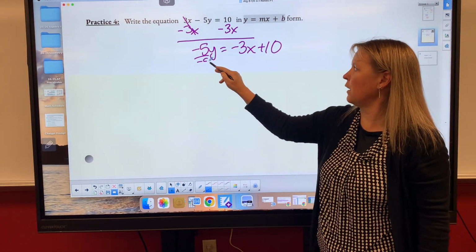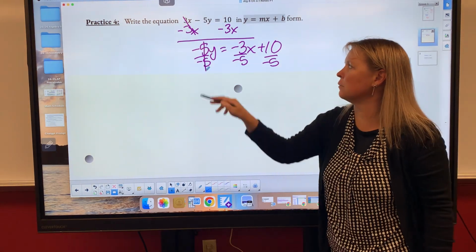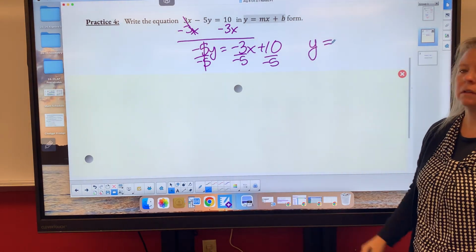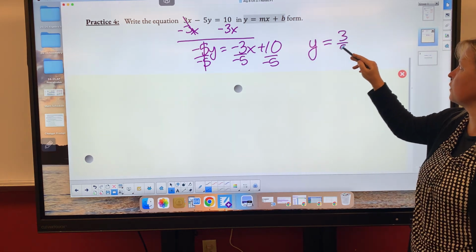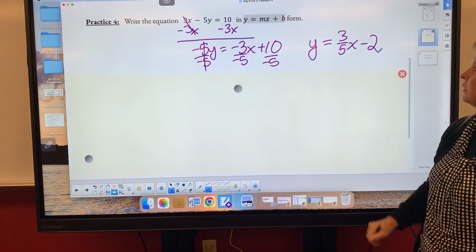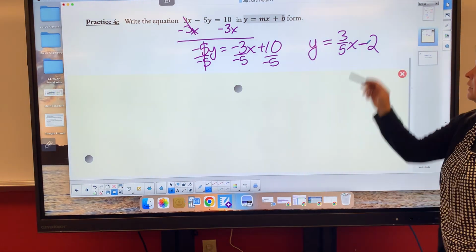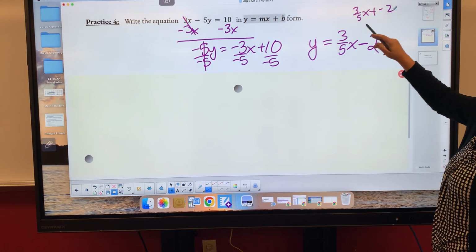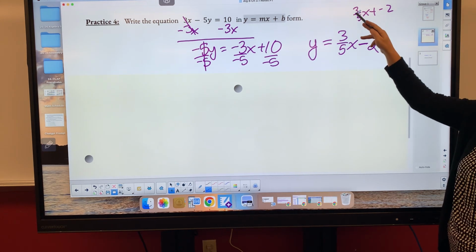Divide by negative 5, divide by negative 5, divide by negative 5. 3 times. Final answer, y equals. Did you take a negative divided by a negative and get a positive 3/5 x, and 10 divided by negative 5 is -2, which means it's just a subtract 2. Please don't put 3/5 x plus -2. That's not good math. A plus and negative would just be a subtraction sign.